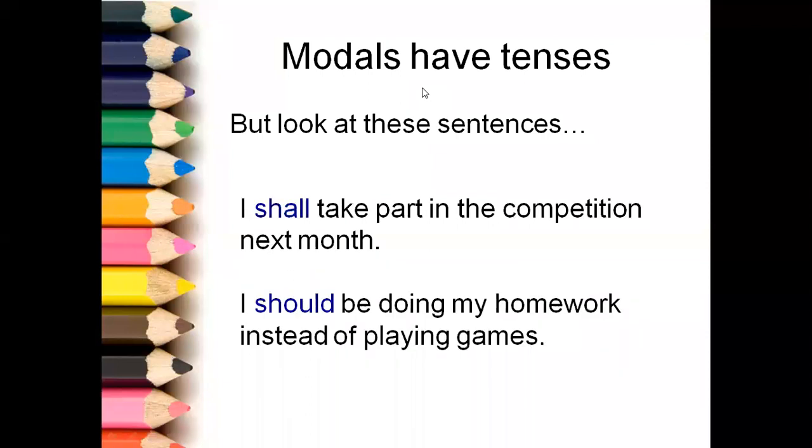Similarly, if you look at these two sentences, shall is used in the present tense. I told you that the past form of shall is should. So I can say I shall take part in the competition next month. I should be doing my homework instead of playing games. Now should here is not used in the past form, but rather it is used in the present. So if I say I shall be taking part in the competition next month, actually shall is used in the present, but next month is telling you that you're going to do it in the future. So shall here is an example of present, but talking about future.